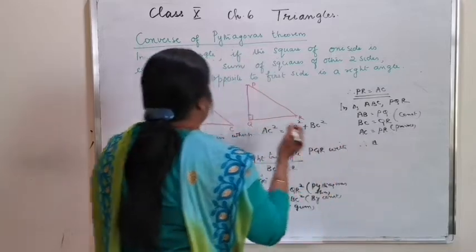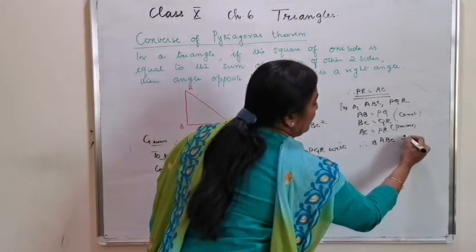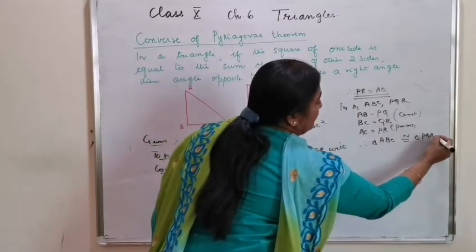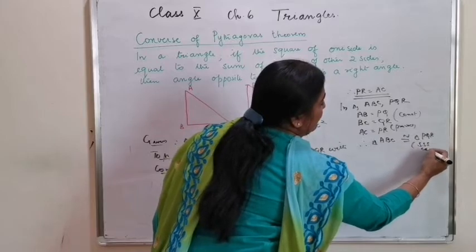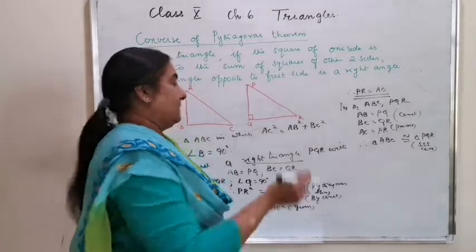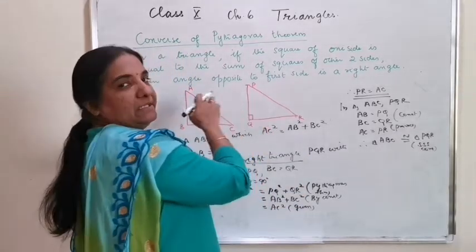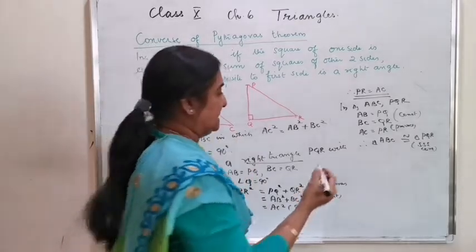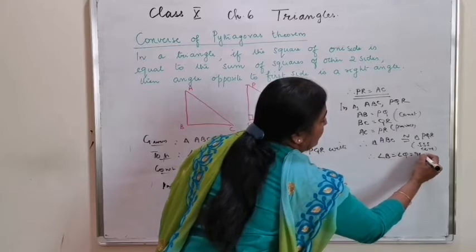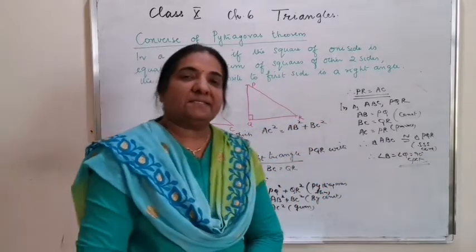Therefore, triangle ABC is congruent to triangle PQR by SSS congruence. Once the triangles are congruent, by the corresponding parts of congruent triangles, since angle Q is 90 degrees, angle B is also 90 degrees. Therefore, angle B is equal to angle Q is equal to 90 degrees by CPCT. Hence, the proof.